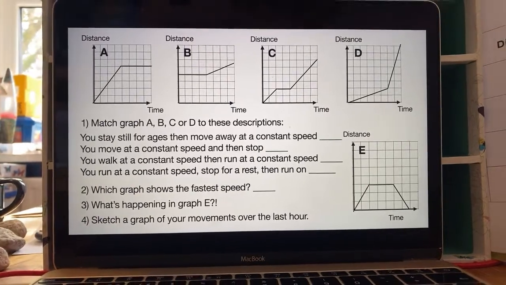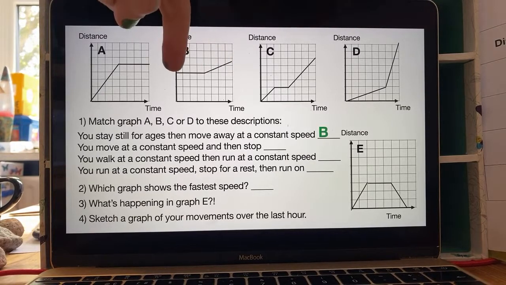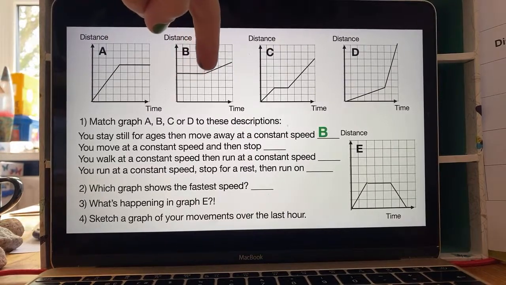Right, so you stay still for ages and then you move away at a constant speed. Which graph shows you staying still for ages? You need a graph where time is going by but no distance has been travelled. So that would be B, okay? You've got time going by but the distance isn't changing. So that would be B, and then you start moving.